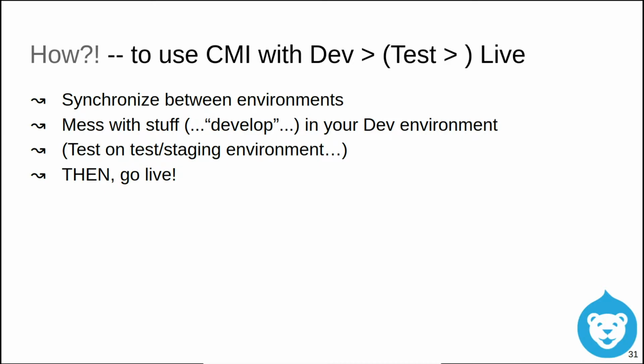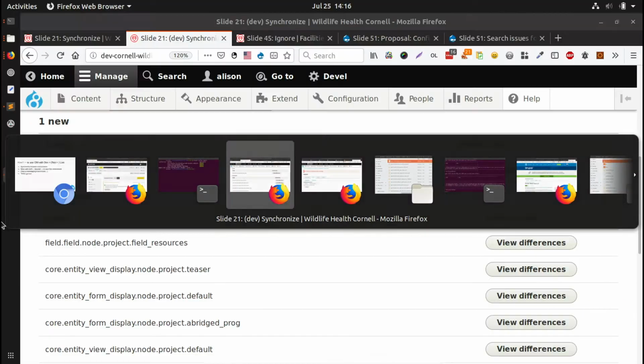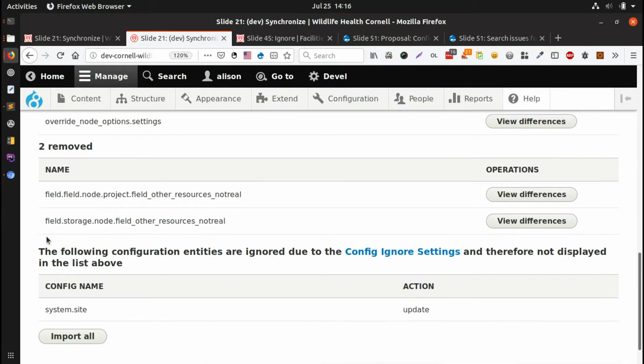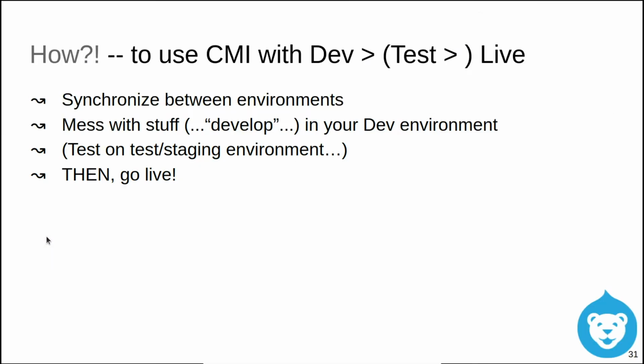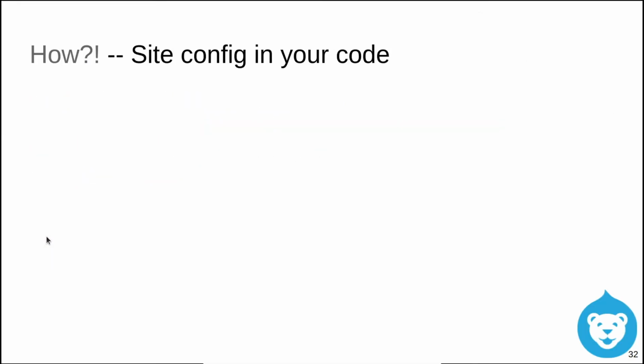So if you do commit it to code, then you have it sort of staged and ready to go, and then when you do a deployment to your live environment, it's there and ready for you to say, okay, now we're going to import all, right? So site config in your code. It's so cool.